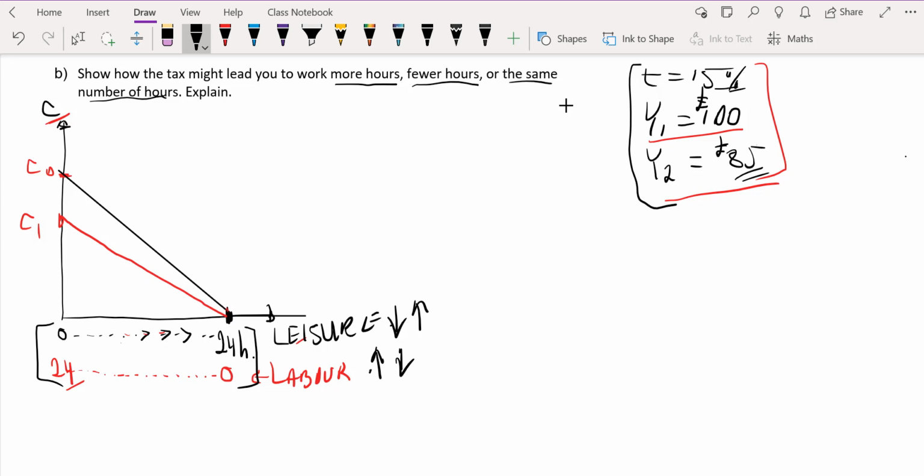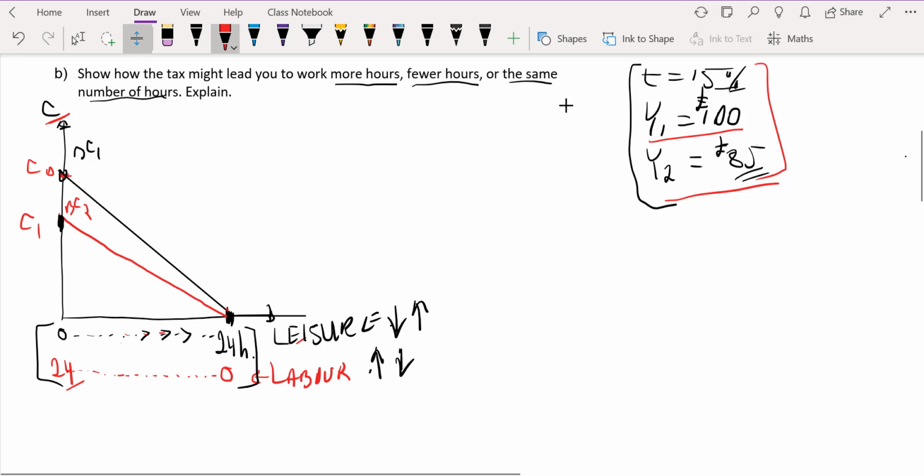So this point here is the maximum amount of leisure, whether your wages change or not. But this point is the consumption that you can enjoy after the taxation, and this is before the taxation kicked in. So the black line is budget constraint 1, and the red line is budget constraint number 2. Now we need to demonstrate our behavior given that taxation leads to working more hours.